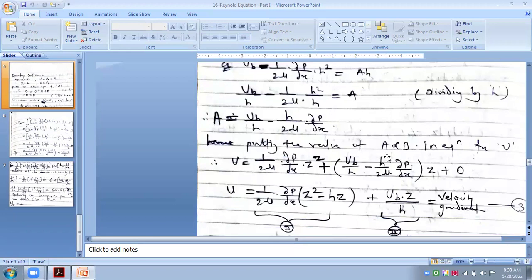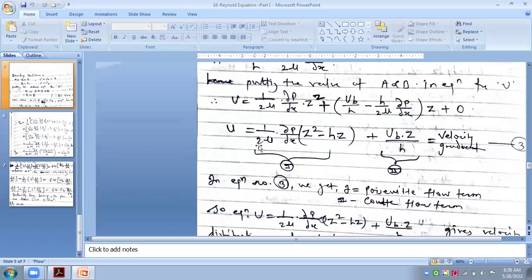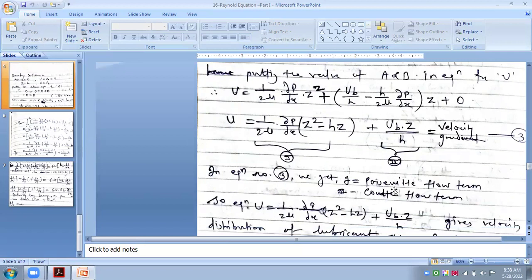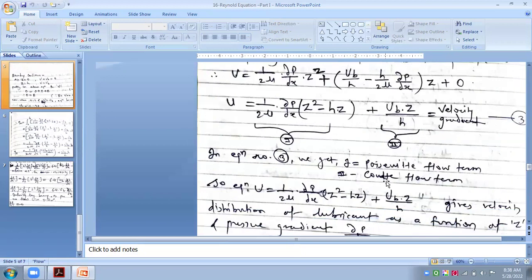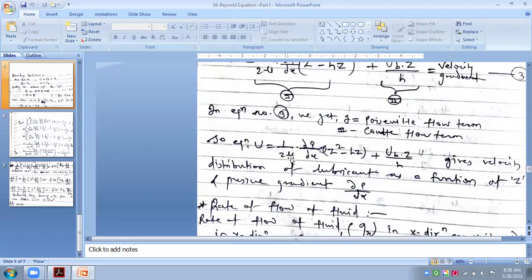Putting the values of A and B in the first equation for u, we get just two terms. In the first term, 1 by 2 mu del P by del x into the bracket z square minus z h, this term is called the Poiseuille flow term. The other term, UB into z by h, is called the Couette flow term. So the equation u equals 1 by 2 mu del P by del x into z square minus z h plus UB into z by h gives the velocity distribution of the lubricant. This is the first part, where we are showing the velocity distribution.